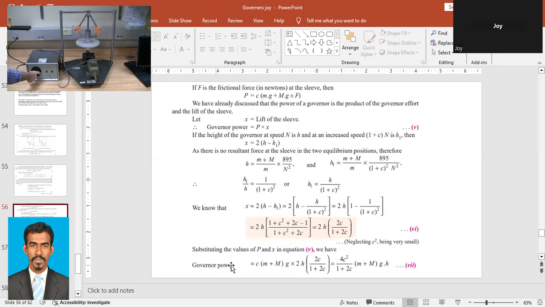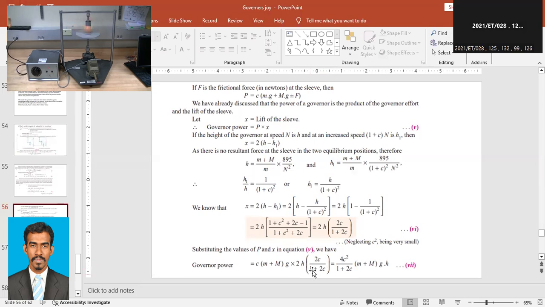Alright. Substituting the values of p and x in equation 5. Here we have equation 5, p into x. P I have some value here, x I have some value here, so we'll replace it. First, p is equal to c into (small m g plus capital M g) plus or minus f, into this one, 2h, 2c, 1 plus 2c.